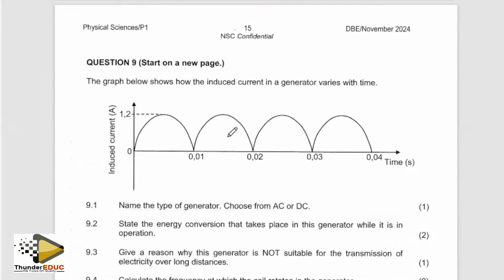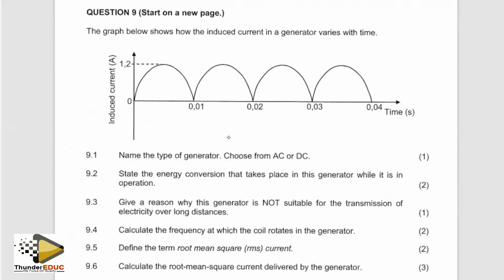Then question number 9. The graph below shows how induced current in a generator varies with time. So what type of generator is this? We must choose AC or DC. Based on the graph, I'm going to go with the DC, because with the DC we just have those humps. Had it been a wave or a sine graph, then that would be the AC. So it's a DC for this case. Then state the energy conversion that takes place in this generator while it is in operation.